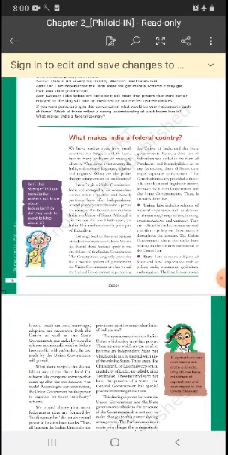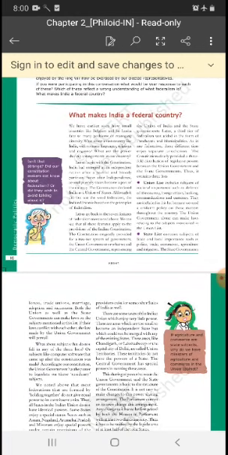First one is the union list. It includes subjects of national importance such as the defense of the country, foreign affairs, banking, communications and the currency. The union government alone can make laws relating to the subjects mentioned in this list.